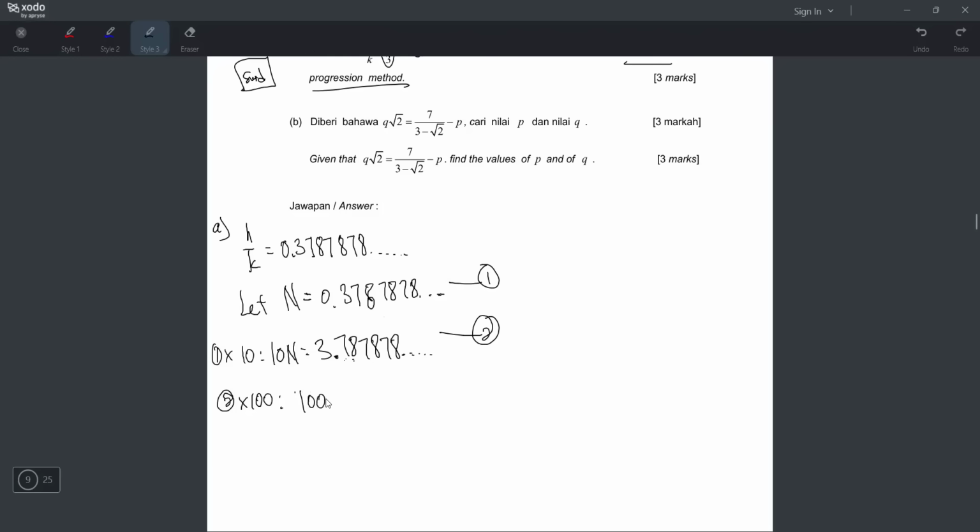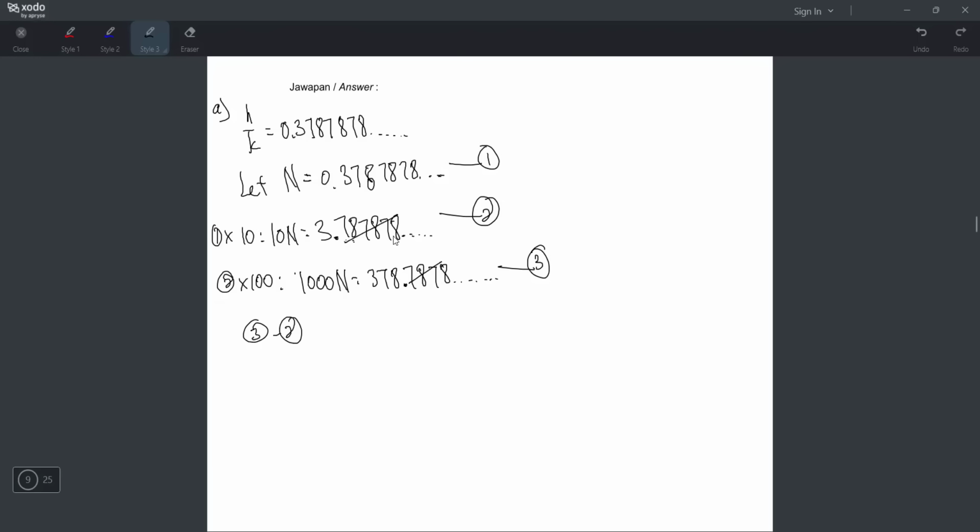So I will times equation 2 by 100, so the 10n has to times 100 also, so it becomes 1000n. And then the right side times 100 becomes 378.787878, like that. I'll call this equation 3. Now you can take equation 3 minus equation 2, because you want to cancel out the digits after the decimal point. So it will be 1000n minus 10n, which is 990n.